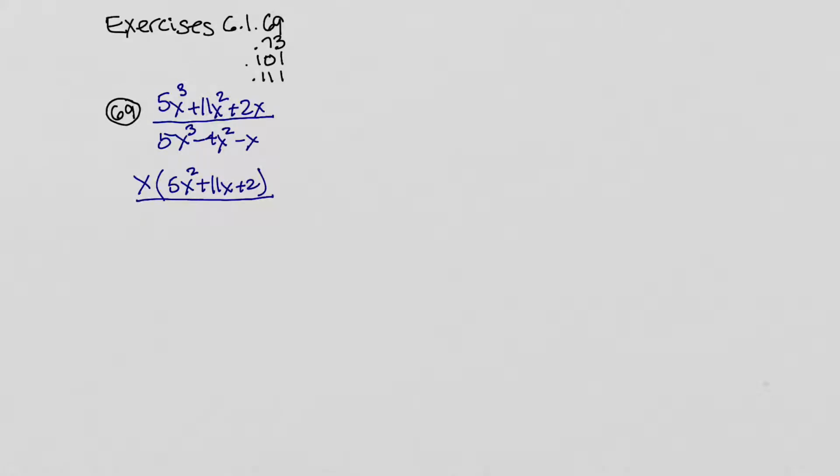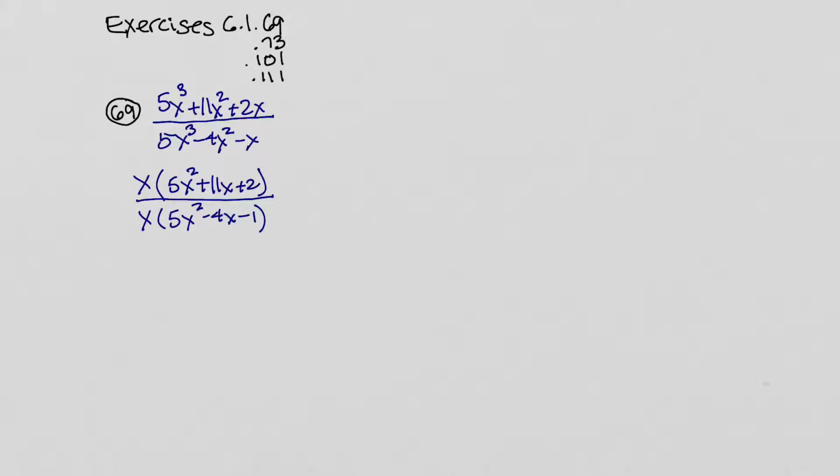And then in the denominator, notice we've got no common constants, but we have 3 x's, 2 x's, and 1 x. So again, we've got 1 x in common. So let's take that x out. And if we do that, we're left with 5x squared minus 4x minus 1.